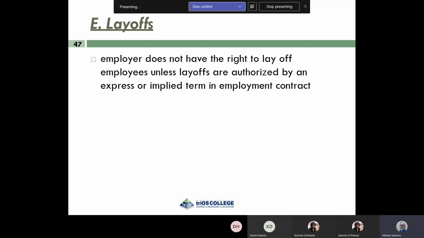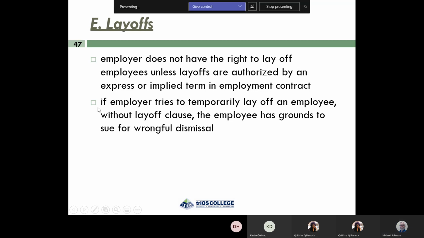But in most situations, we really don't want to lose the employee. That's losing an asset. It's easier to lose a machine than it is an actual good employee. So laying off is something they often try to do. The paradox here is it should be definable. If the employer tries to temporarily lay off the employees without a layoff clause, then the employee has grounds to sue for wrongful dismissal. Again, if it's not in the contract, you can't really go ahead and do that.